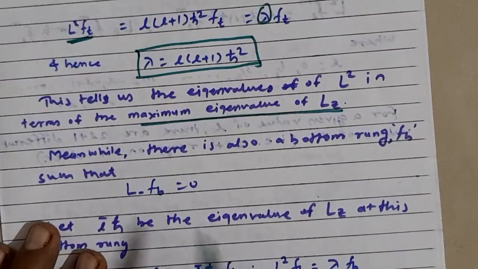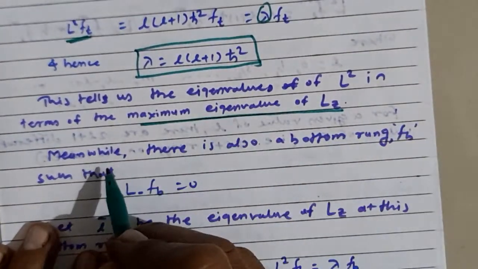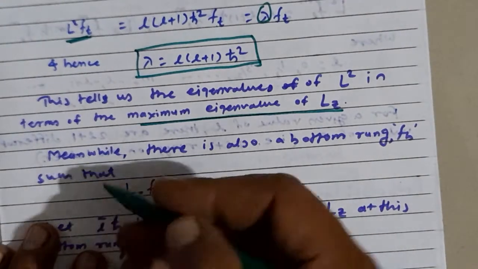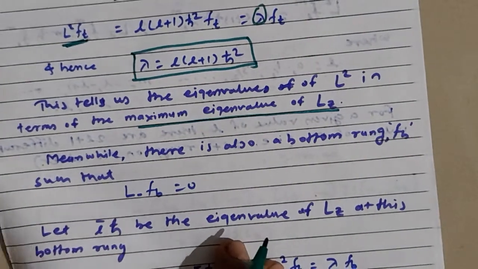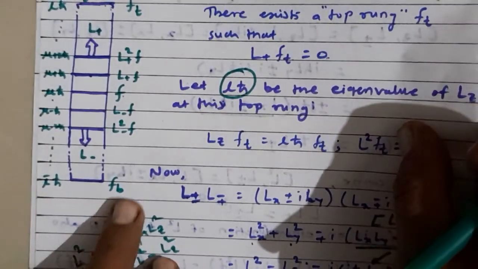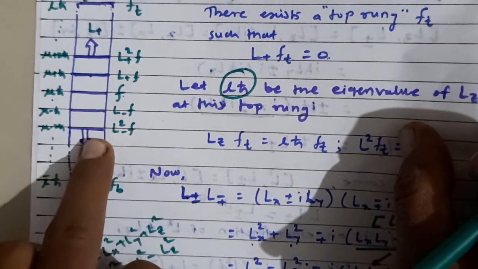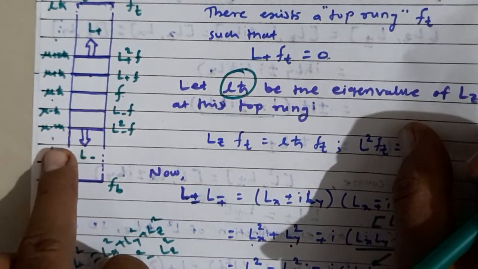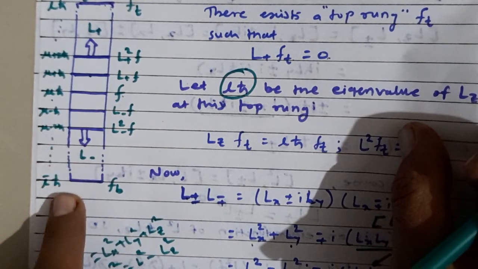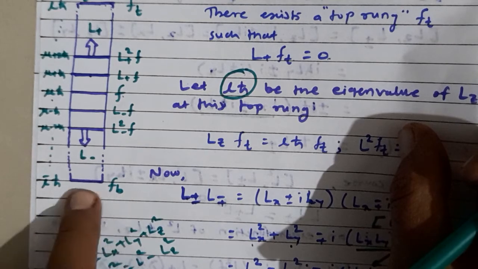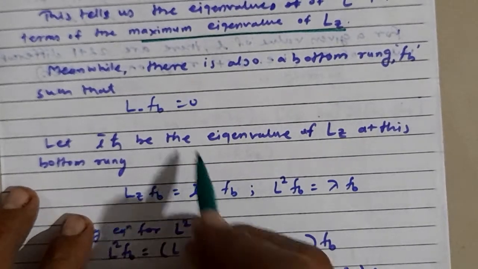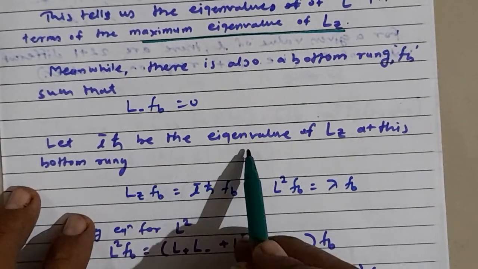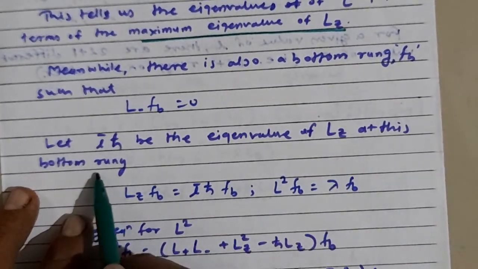Now meanwhile, there is also a bottom rung. Obviously, when we operate the L minus lowering operator on an arbitrary rung, we will reach the bottom rung, which is defined here. Each time its eigenvalue gets reduced by one unit of ℏ, and it will reach the bottom rung, and the corresponding eigenfunction is defined to be ψb, and its eigenvalue is defined to be l̄ℏ. Let l̄ℏ be the eigenvalue of Lz at this bottom rung.